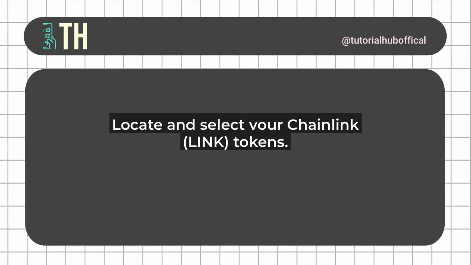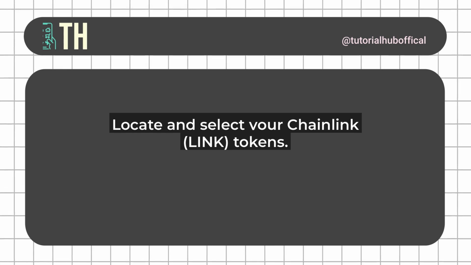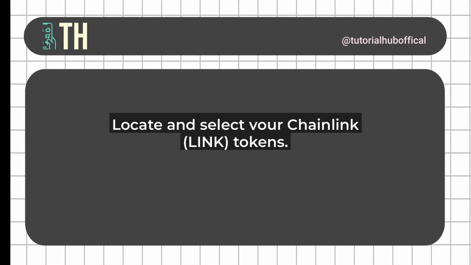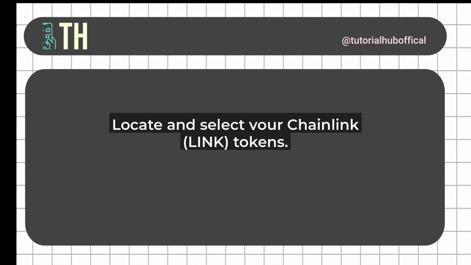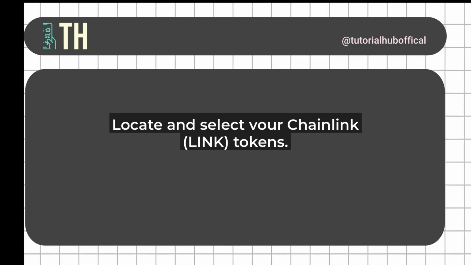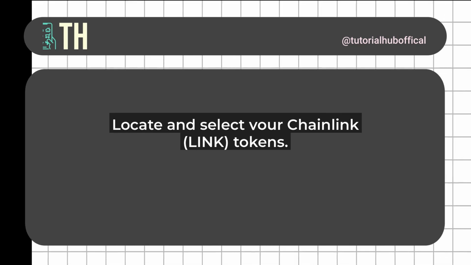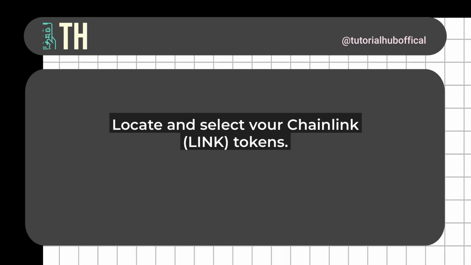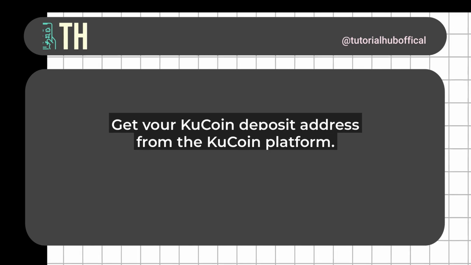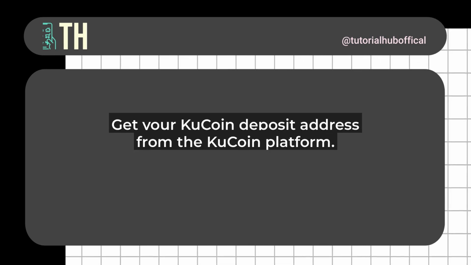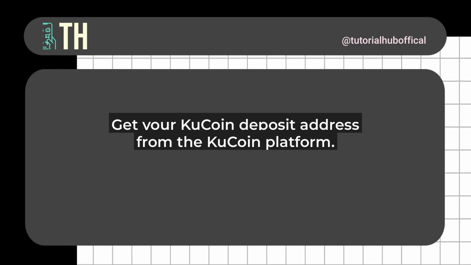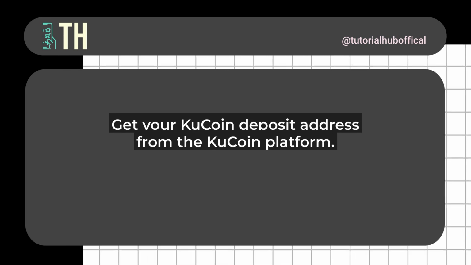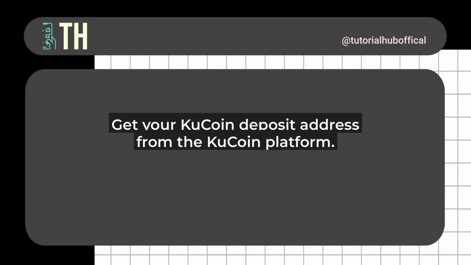Let's dive right in. First things first, make sure you have the Phantom Wallet app installed on your device and that it's updated to the latest version for 2025 compatibility. Open the app and unlock your wallet using your password or biometric authentication. Once you're in, navigate to your assets and locate Chainlink LINK. It should be listed under your tokens. If not, double-check that you've added it properly.